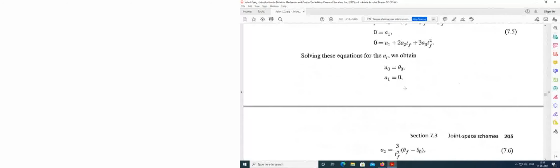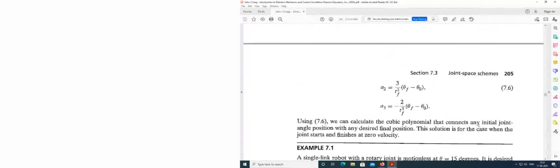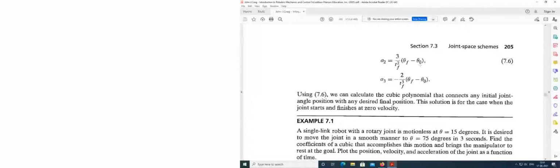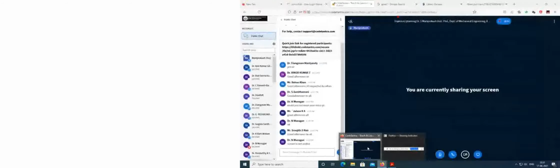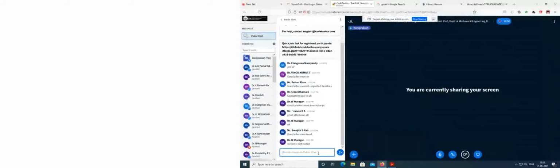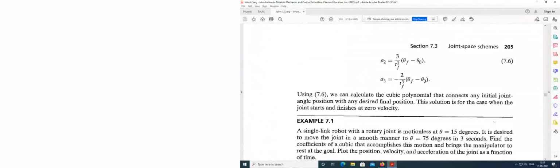Now can someone say from this question, because we have to know what is theta naught, theta f, and tf. If we know these things, then using these 4 equations I can calculate a naught, a1, a2, and a3, right? So from this problem, can someone say what is theta naught?